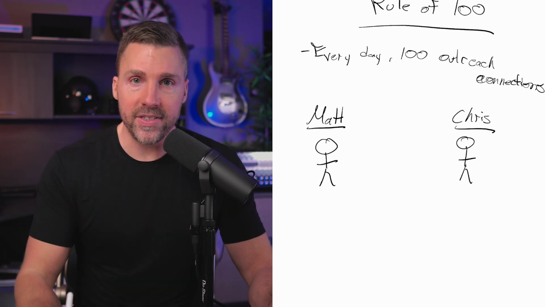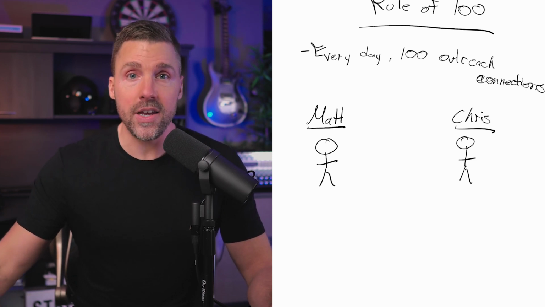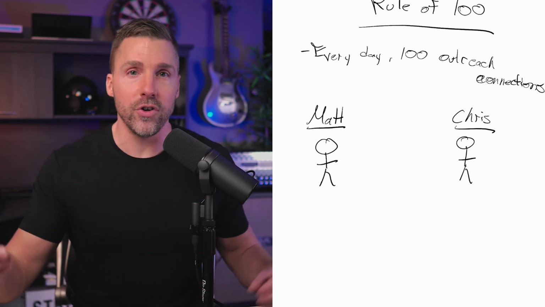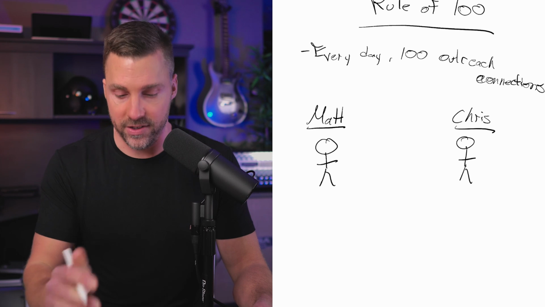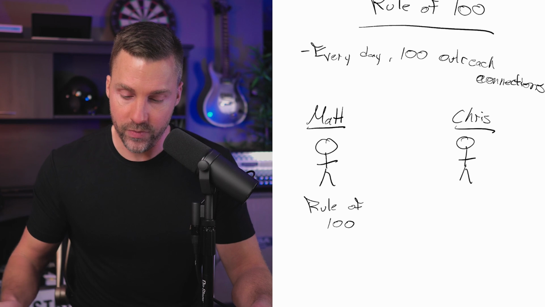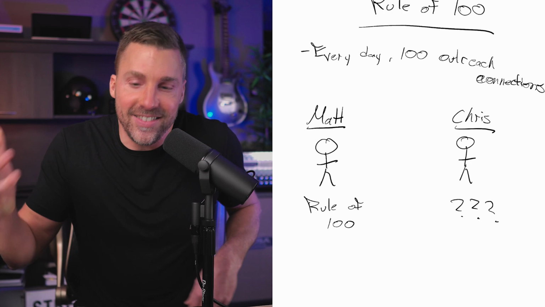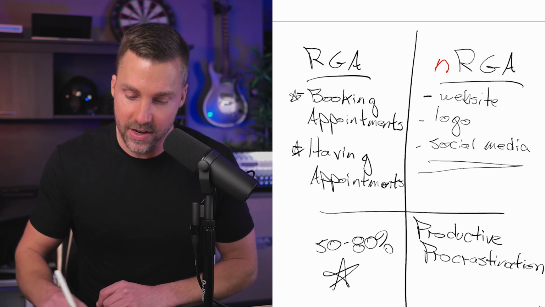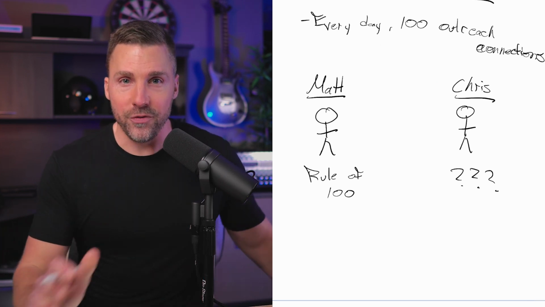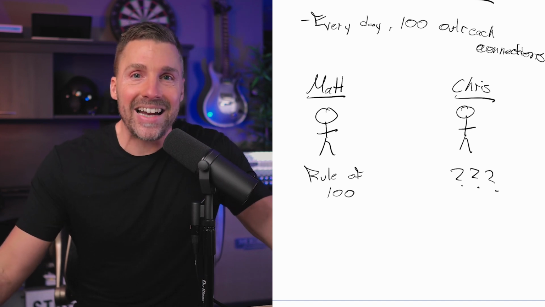Same age, grew up in the same neighborhood, went to the same school, same everything. Started an agency, serving the same niche, doing everything the same, literally everything the same. Same offer, their website looks the same. The only difference is that Matt is following the rule of 100, and Chris is doing what most agency owners that are stuck do. And they're doing all of the other things up here, all of these non-revenue generating activities. Now, I want you to imagine for a second, and I promise you, this is not a trick question at all. Fast forward 30, 60, 90 days.